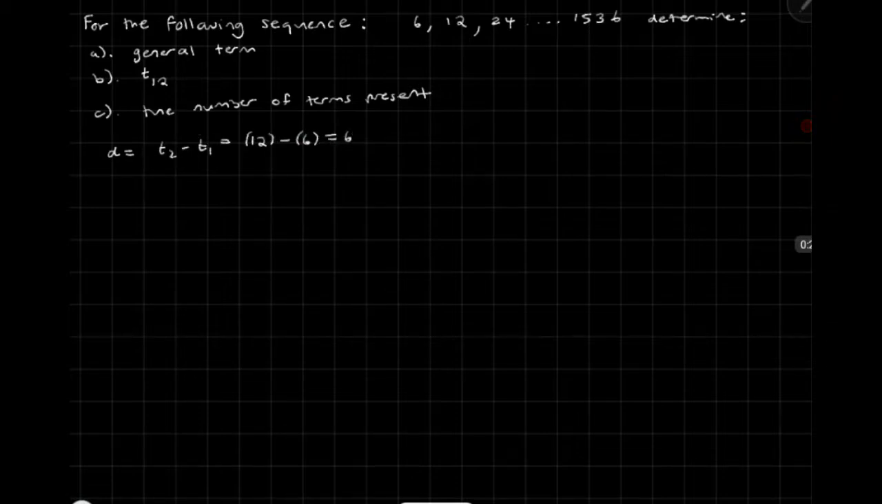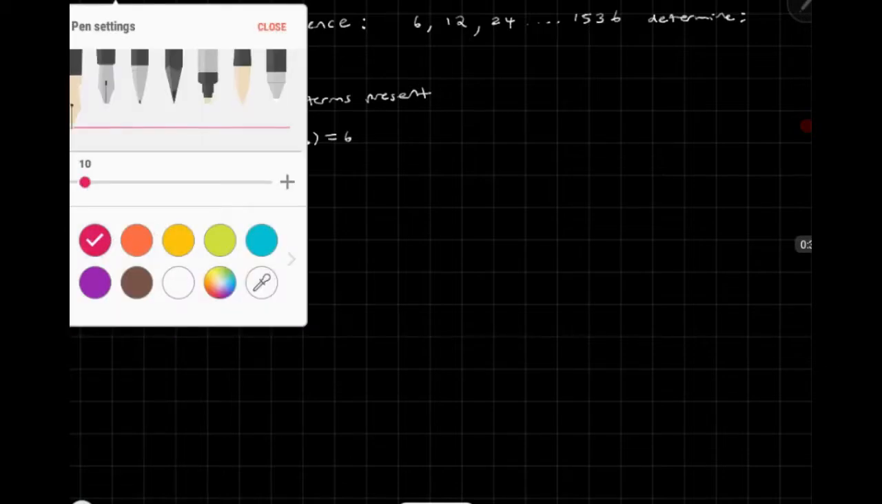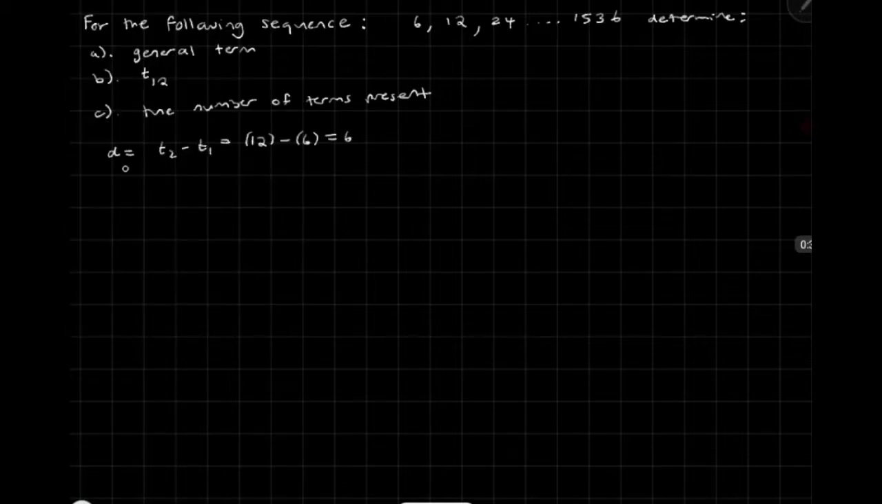And in this case, let me just change colors here. Let's use orange. And if I test T3 and T2, I'll get 24 minus 12. And you can notice here that there is no common difference that's present, right? So there's no common difference. So because of the fact that there is no common difference, we know that this is not an arithmetic sequence. So now we need to test to see if it's geometric.